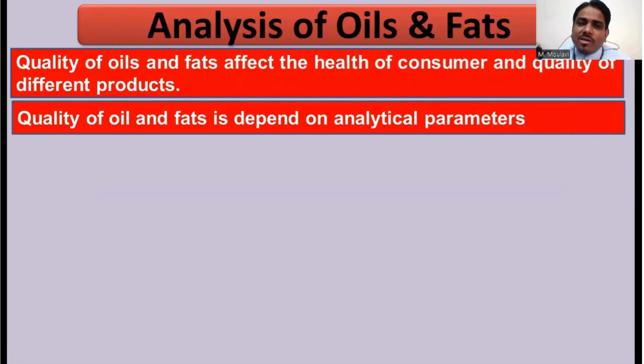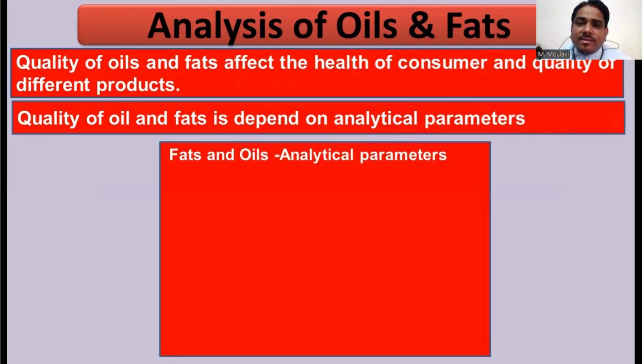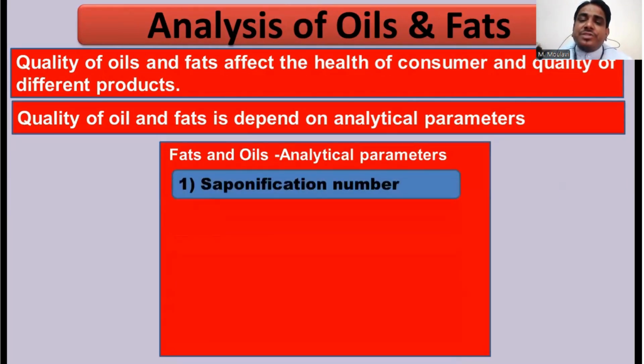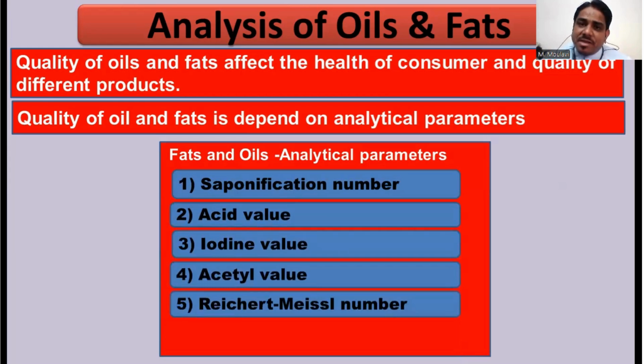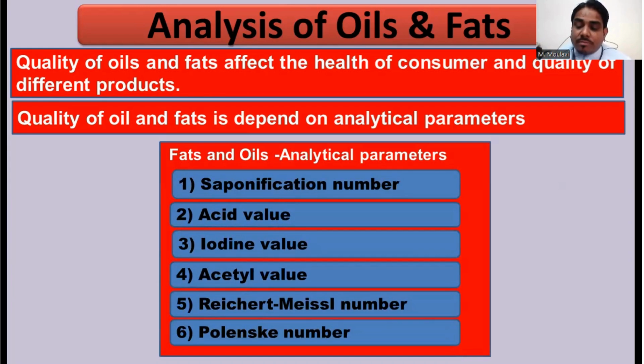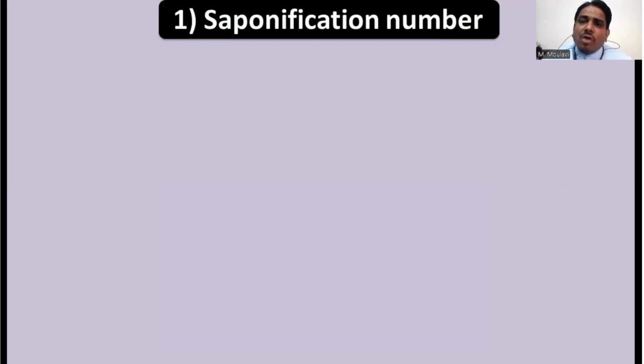The quality of oil and fat depends on certain analytical parameters, and these analytical parameters are saponification number or value, acid value, iodine value, acetyl value, Reichert-Meissl number, and Polenske number. One by one, we will cover the analytical parameters for the analysis of oils and fats. First is the saponification number.